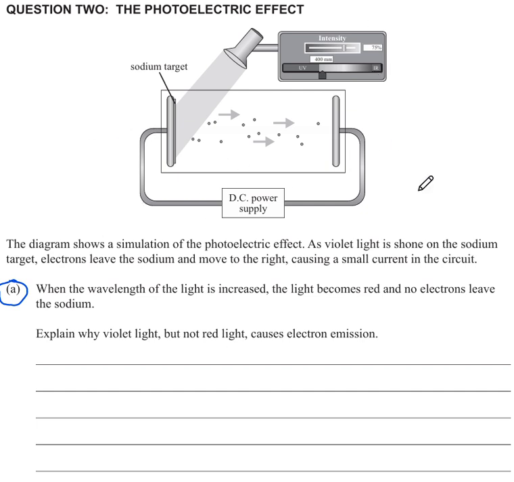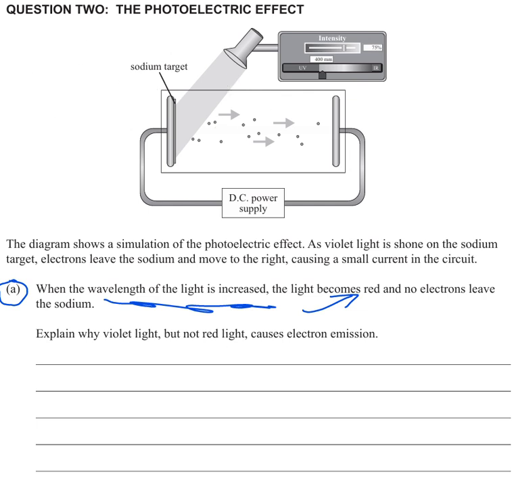We are really familiar with this setup, right? This is our photocell, and we use it to observe the occurrence of photoelectric effect. Now it says, as violet light is shone on the sodium target, electrons leave the sodium and move to the right, causing a small current in the circuit. When the wavelength of the light is increased to the wavelength of red, no electrons leave the sodium. Explain why violet light but not red light causes the electron emission.